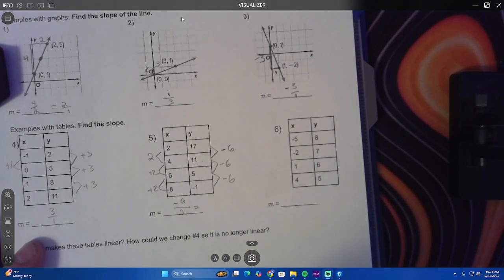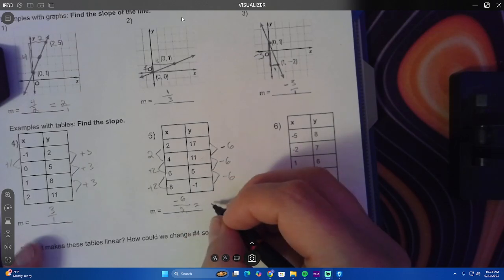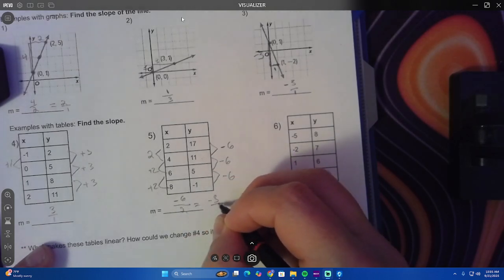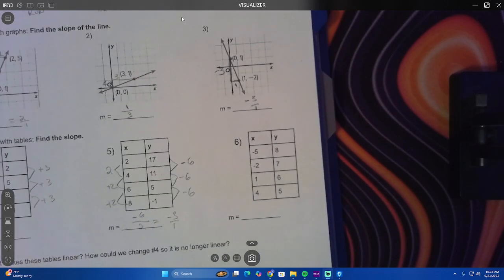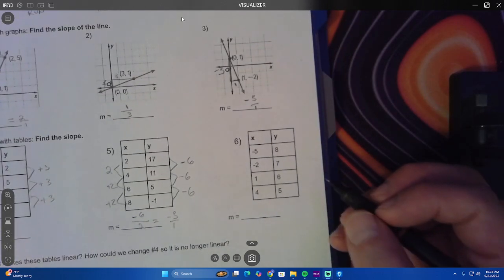Now again, I can simplify this. Negative 6 divided by 2 is negative 3. And remember, I like to write my slope as a fraction, so I'm going to leave that as negative 3 over 1. Let's do one more example from a table.